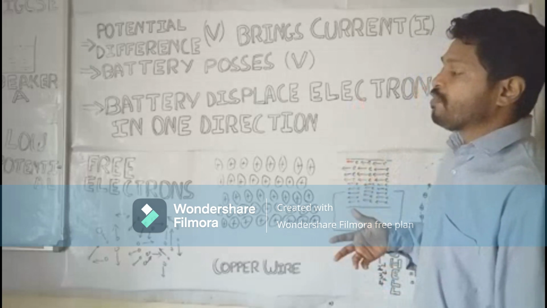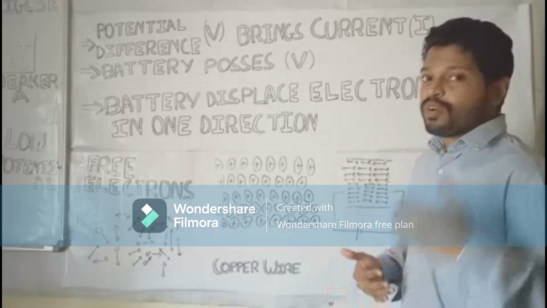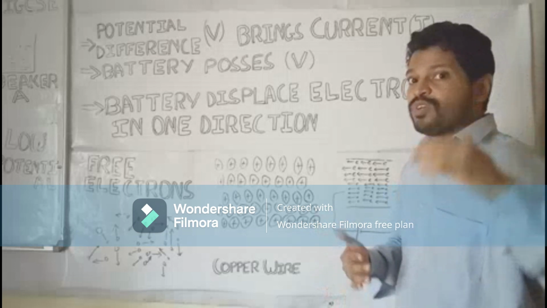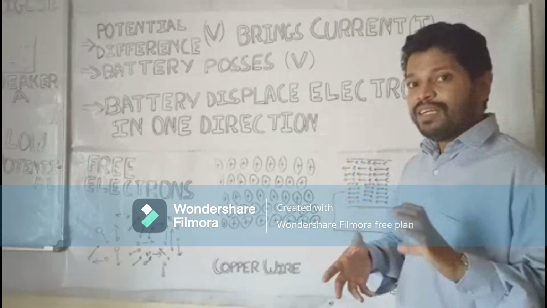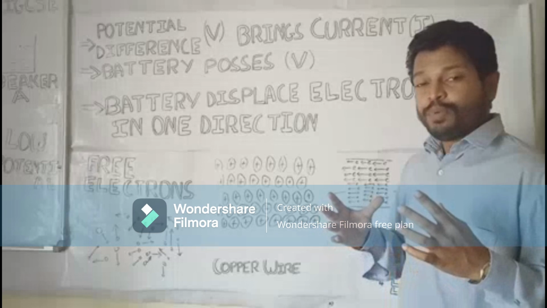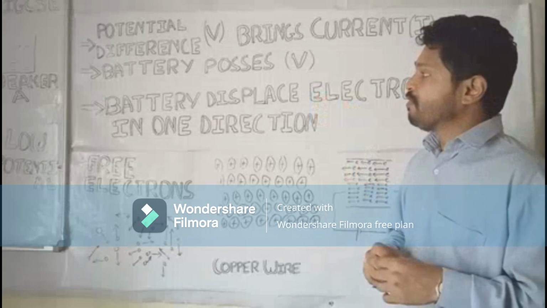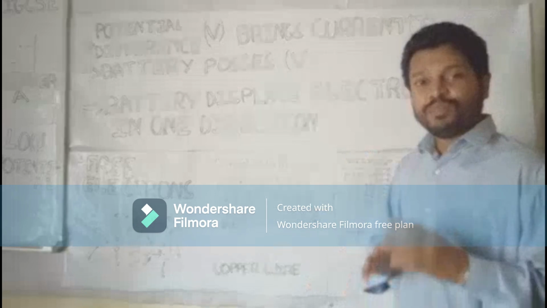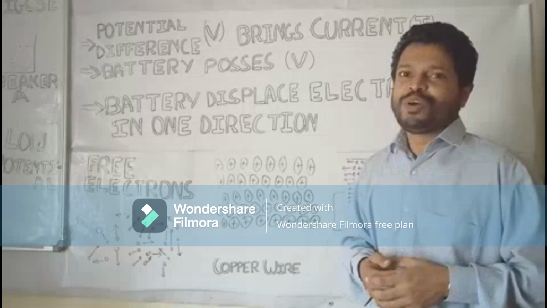So what are the things we have learned from here? We have learned that potential difference brings in the current, right? If water flows from a higher level to a lower level, it flows along a path of higher potential to lower potential. So potential difference always brings in a current inside an electrical circuit. A battery possesses potential difference, termed by the letter V, and we have already seen that the battery displaces electrons in one particular direction. It is called the electromotive force of the cell. So this is what I wanted to say.